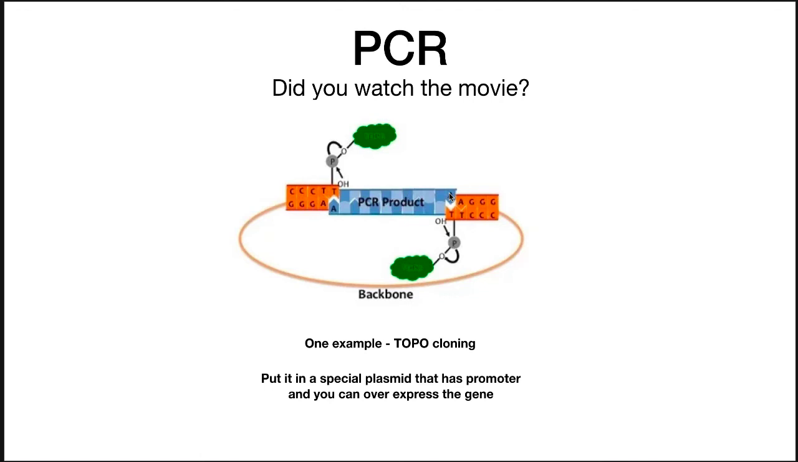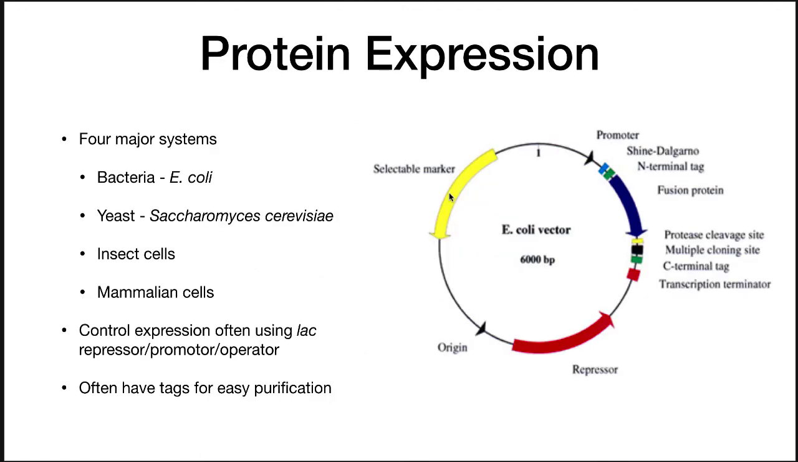There are plasmids that have promoters on them that will overexpress it. So if you use these protein expression systems, there are 4 major systems. There's one in bacteria, in E. coli. Sometimes eukaryotic genes do not express well in E. coli based systems. So there are a number of systems that have been developed in eukaryotes. There's one in yeast, Saccharomyces cerevisiae. There are insect cells, and there are mammalian cells.